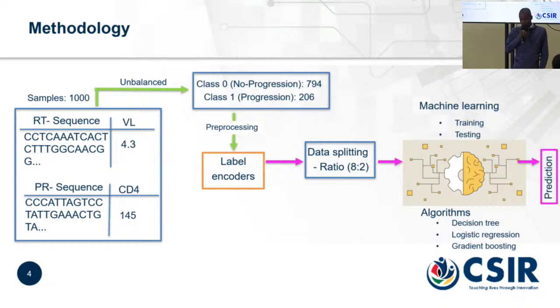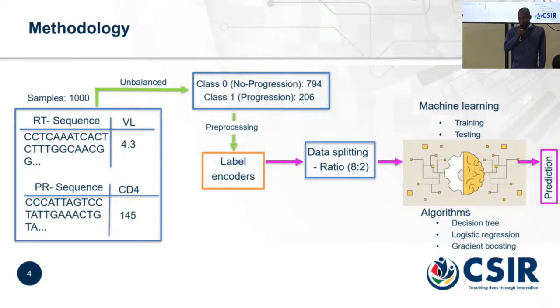The data set consists of about 4 columns. They have reverse transcriptase sequences from these particular patients. We have the protease sequences, we have the viral load, and then we have the number of CD4 counts. So we got that particular data from a medical facility. We took that data as it is, and then we evaluated that data set. We found out within that data we had 2 classes.